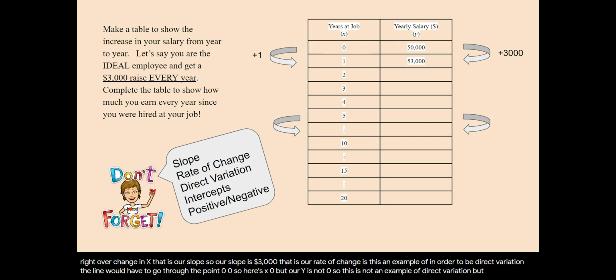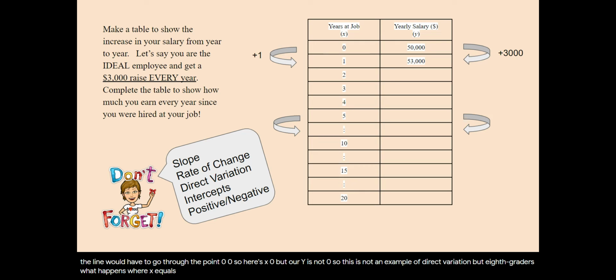But 8th graders, what happens where x equals 0? That is your y-intercept, right there. So our y-intercept is 50,000. We know it is a positive slope, right? Because it's going up, it's increasing. And it has a slope or rate of change of 3,000.